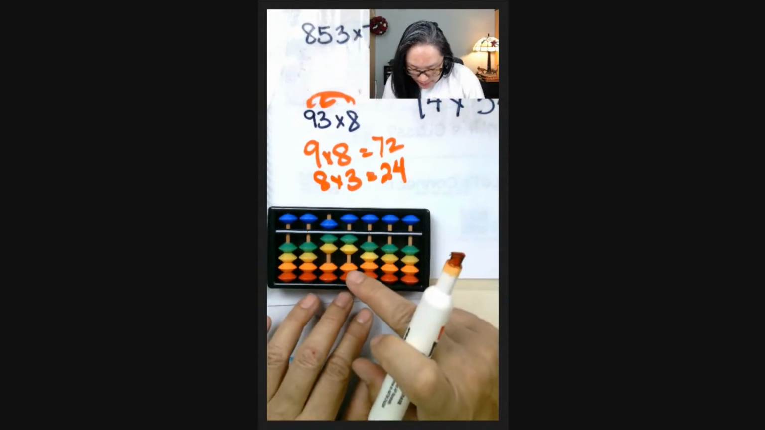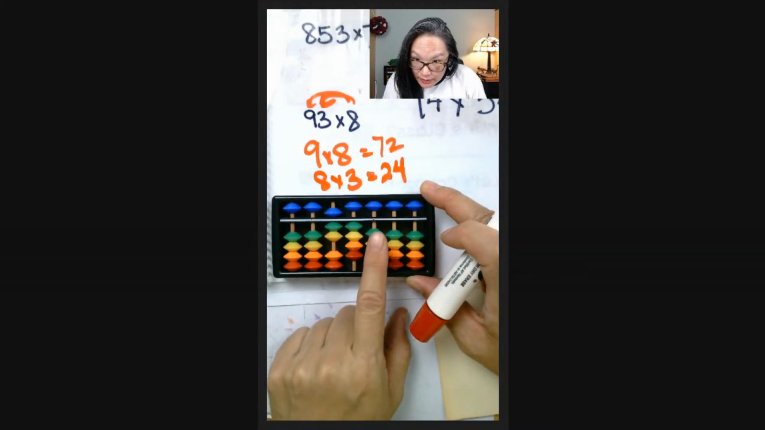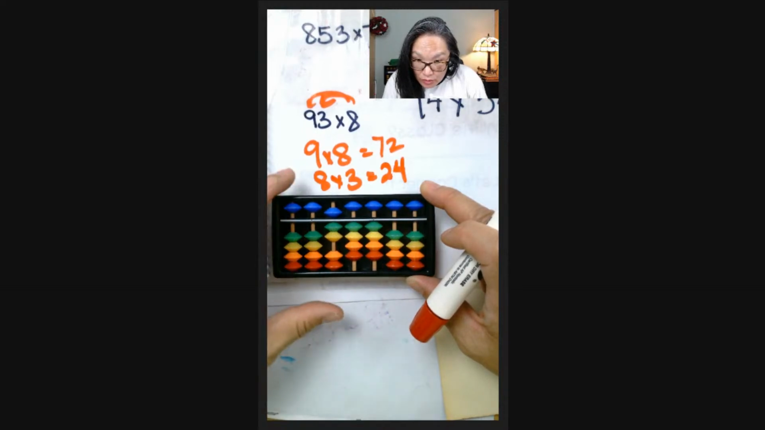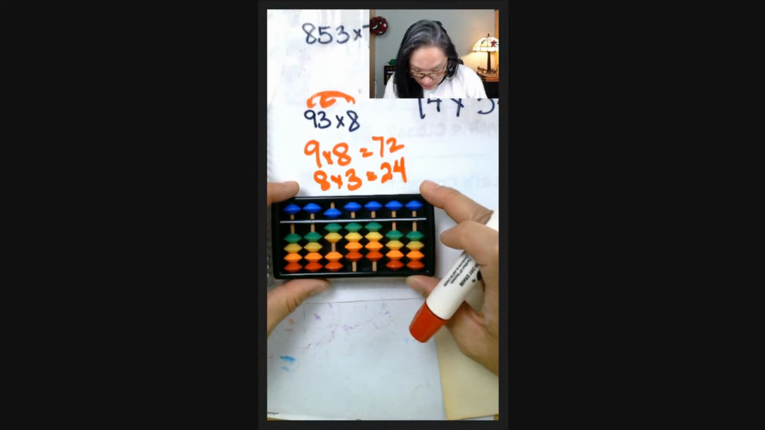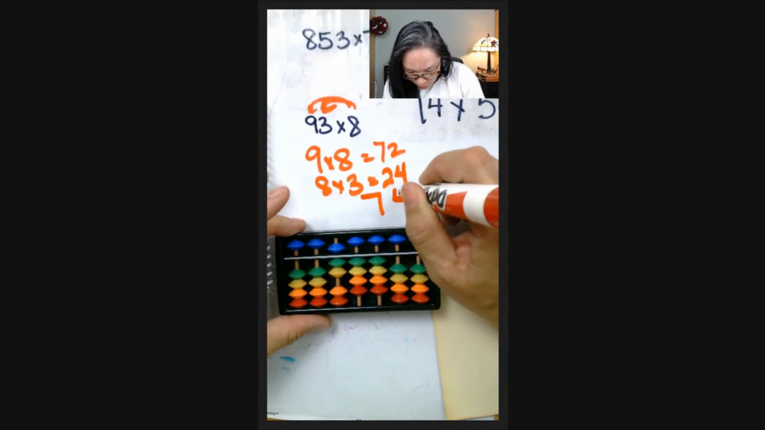24. So I have my 2. Do I have enough? I can do it. I add my 2 and then I add my 4. There's my 4. So my final answer is not 96, not 96, 744.